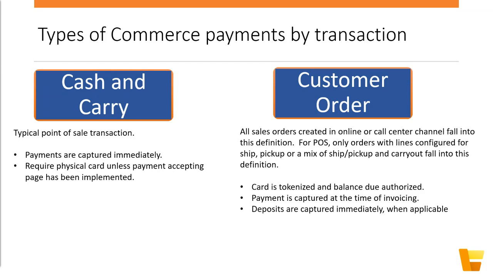So within customer orders, there are a few things that make them sort of unique. For example, the card is tokenized, and we'll describe what that means later. And then balance due is authorized. And later on, when that order is fulfilled, a payment is captured. And that's typically at the time of invoicing. And we also can capture deposits for those orders. And we'll describe in some more detail later what that means.